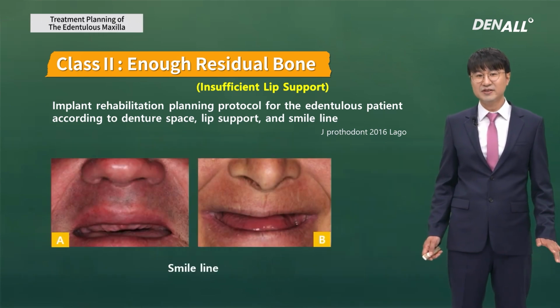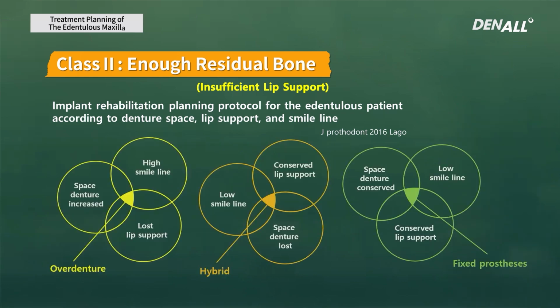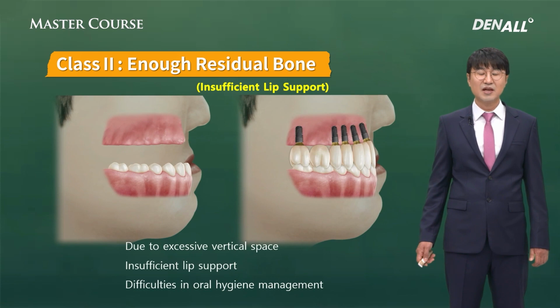choosing the right option, and this is a very important area. So pay attention, please. Smile line, of course, is also another important consideration. If it's an edentulous maxilla, the prosthesis cannot be chosen based only on the patient's requirement. That's what Lagos said, and something that gives you a lot of takeaways.